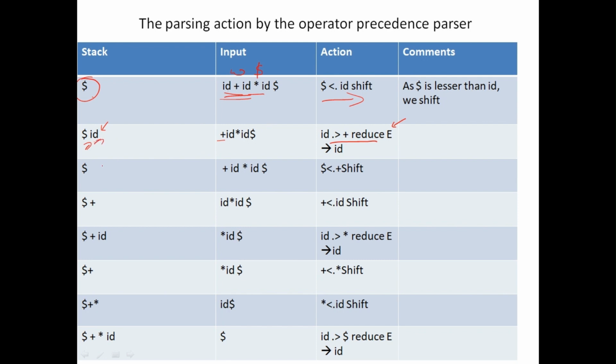Okay. Now again dollar and plus, less precedence, so shifting is done. Plus less than id, shifting is done. Id and asterisk: id takes precedence over this, so reduction is done. Next plus and asterisk, less precedence, shift. Asterisk and id, asterisk has less precedence than id, shift. Next id takes precedence over dollar, reduce.